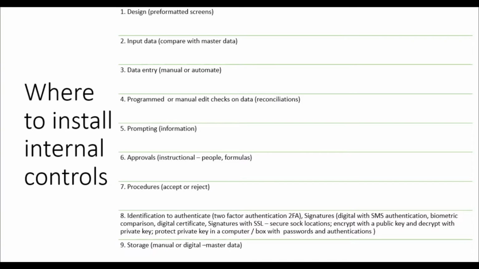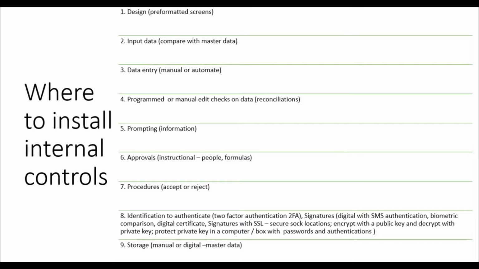So where to install internal controls? Here are some examples. In the design, the enterprise can have pre-formatted scripts when designing the scripts. In inputting data, it can ensure that these input data are compared with master data.